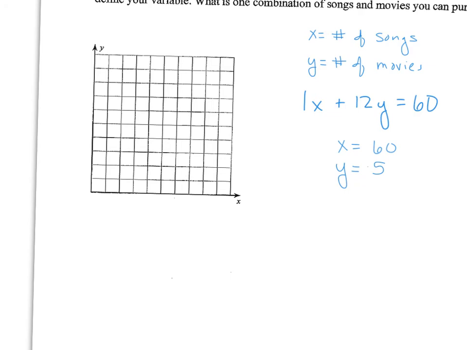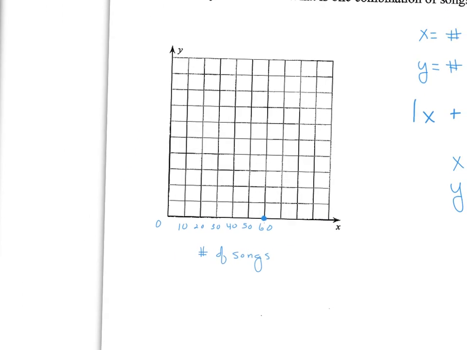So now on my x, I know I need to get out to 60. So I'm going to count by 10s. You could count by 5s or something else if you wanted. But I'm going to go ahead and count by 10s. And when I get out to 60, I'm going to put my dot there. So my x-intercept, right, is at 60. I am going to go ahead and label this. So this would be number of songs.